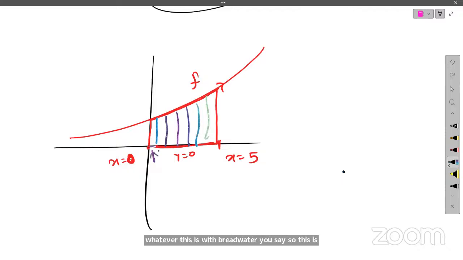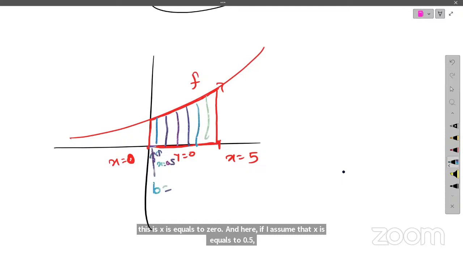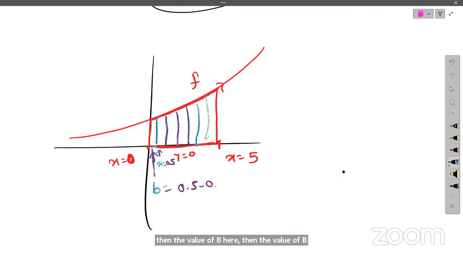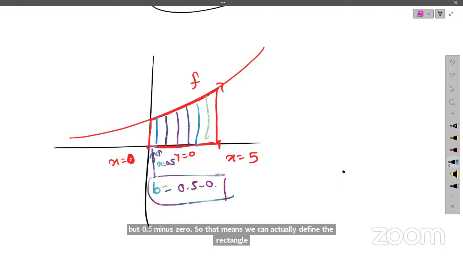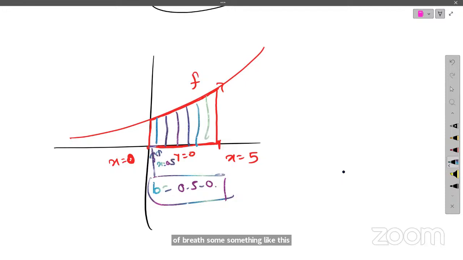Suppose this is x equals 0, and here I assume that x equals 0.5. Then the value of b is nothing but 0.5 minus 0. So we can define the rectangle of breadth something like this, that means the difference of two x values. But what about the height? For height, we have so many choices, right?